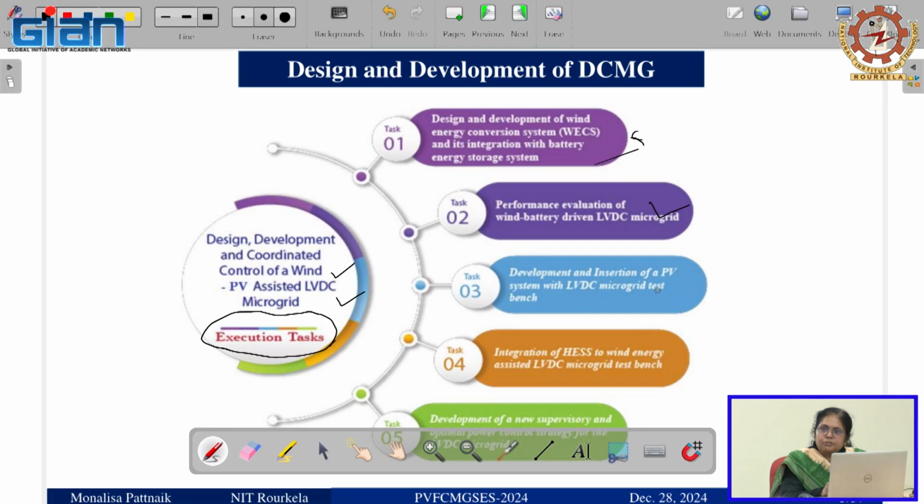Then we added the power management for that wind battery system. After developing that and evaluating its performance, we went for inserting a PV system into it. We developed the PV system, meaning PV with the corresponding DC-DC converter which is responsible for extracting maximum power.